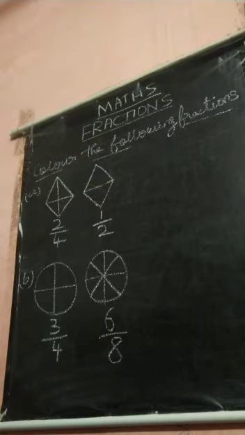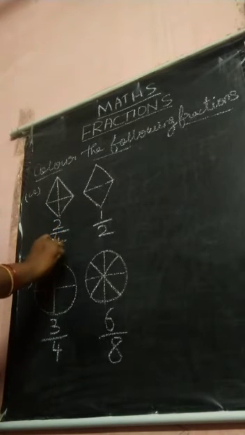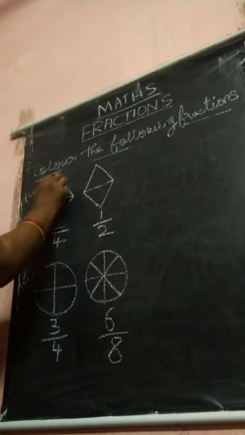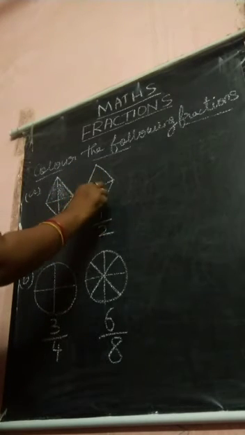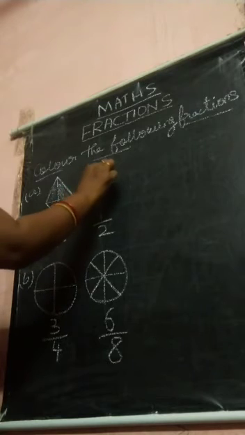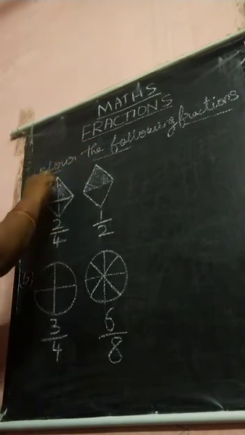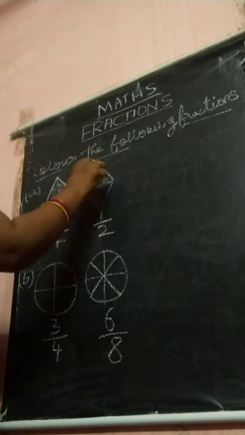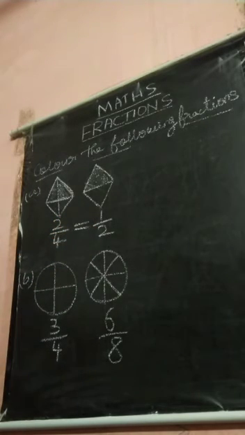Color the following fraction. Here 2 by 4 is there. In the 4 parts you shade 2 parts. Here 2 parts are there, you shade 1 part. See this picture, both are same. This is also half part shaded. This is also half part shaded. So both are equal.